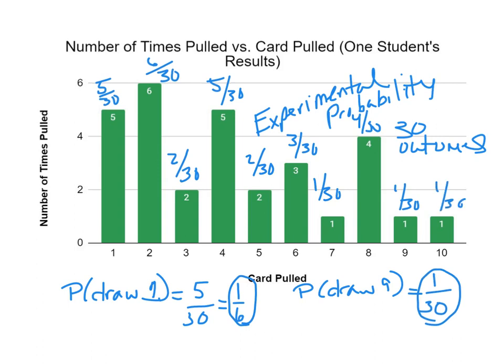And if you add up each of these fractions, you add all those fractions together, you should end up with 30 out of 30, or 1 whole. And the data is going to be different for everybody's experiment. That is why it's called experimental probability.